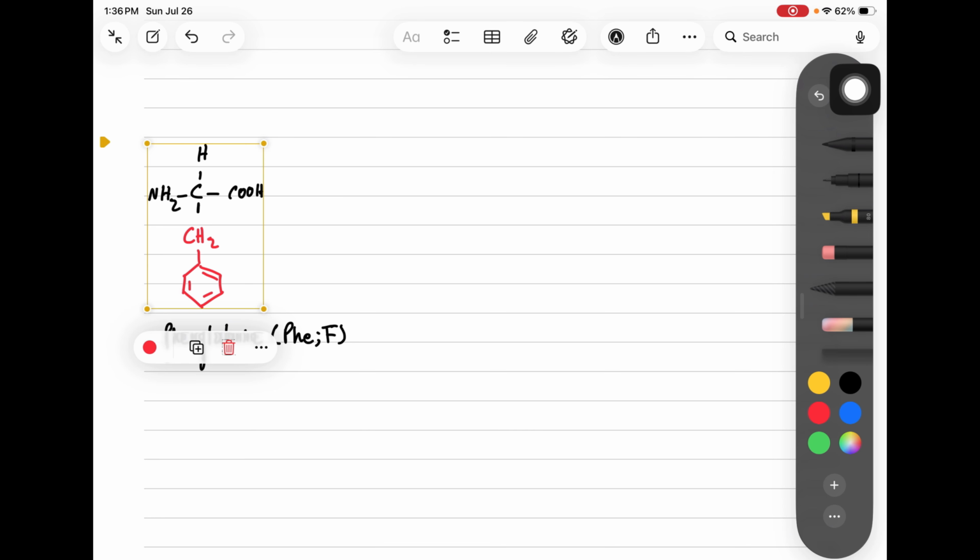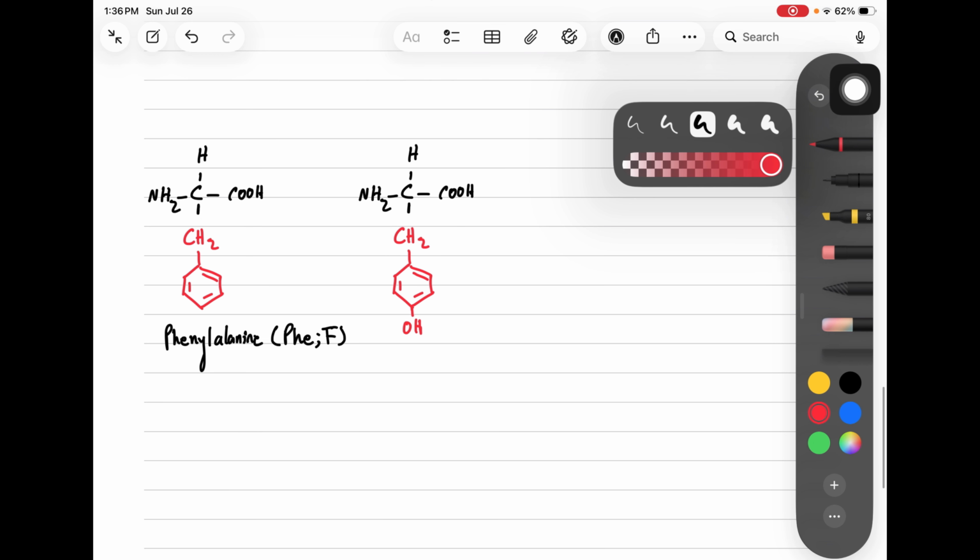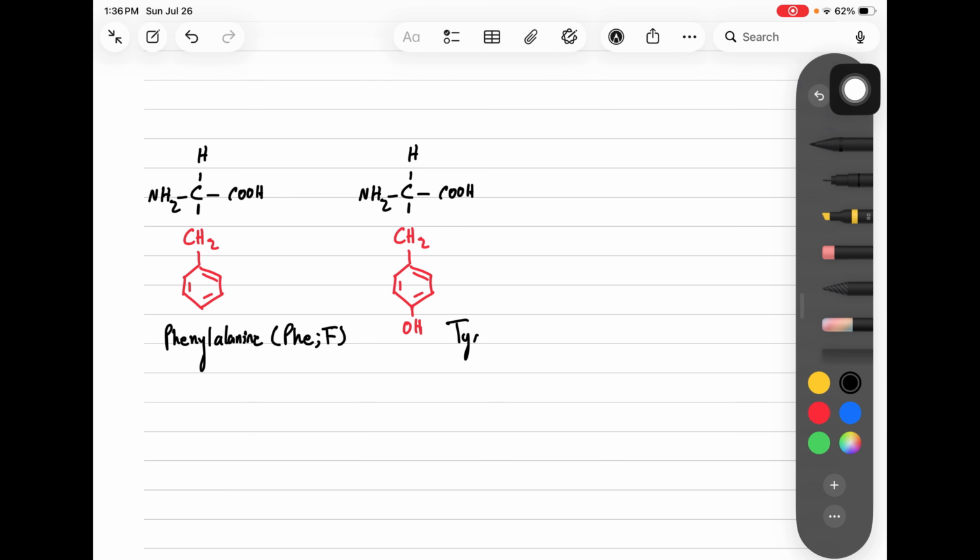So now we're going to talk about the other one, which is tyrosine. The difference between tyrosine and phenylalanine is only an OH group here. That's going to be tyrosine. We're going to show it with TYR, and then the letter is Y. The next one, which is really different, is called tryptophan.